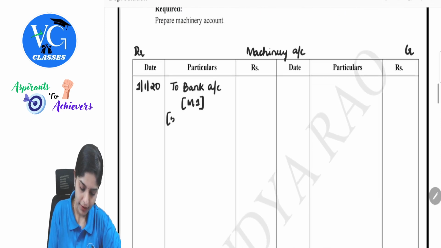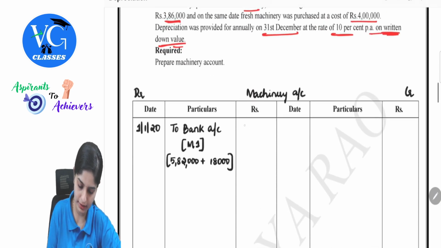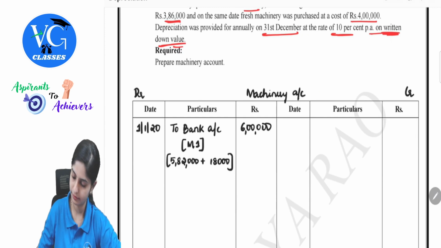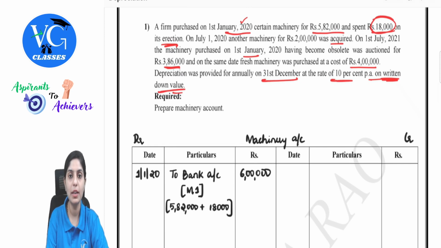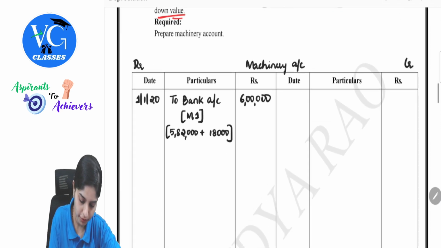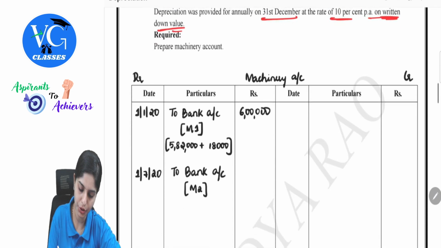So 5,82,000 plus 18,000. So this will be 6 lakh. So this was the entry on 1st Jan 2020. In the same year, there is one more transaction. On 1st July 2020, another machinery for 2 lakh was acquired. So same, on 1st July 2020, machinery 2 to bank account. So this value was 2 lakh.